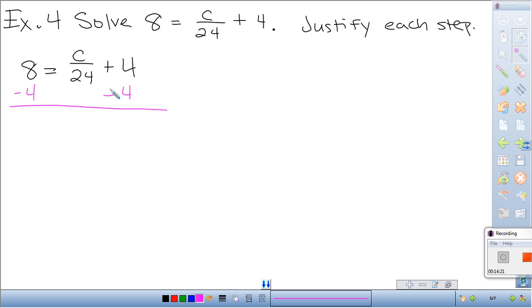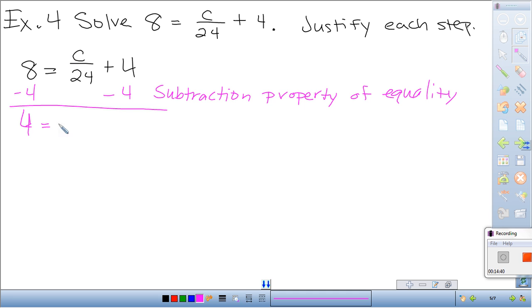And what property tells me I can subtract 4 from both sides? The subtraction property of equality. So when we subtract, 8 minus 4 is 4. Bring down your equals. We didn't do anything to C divided by 24. Plus 4 minus 4 cancels. And so all we did here was we simplified. We're justifying our steps, so we're giving the reason for why we're doing everything.